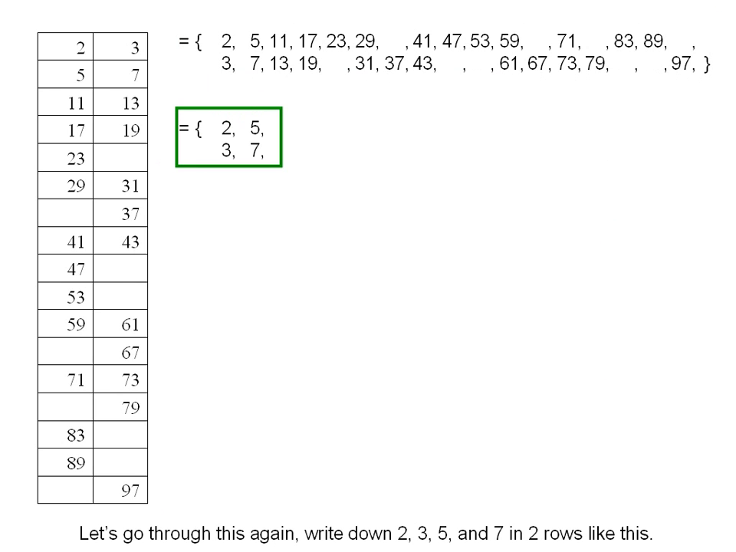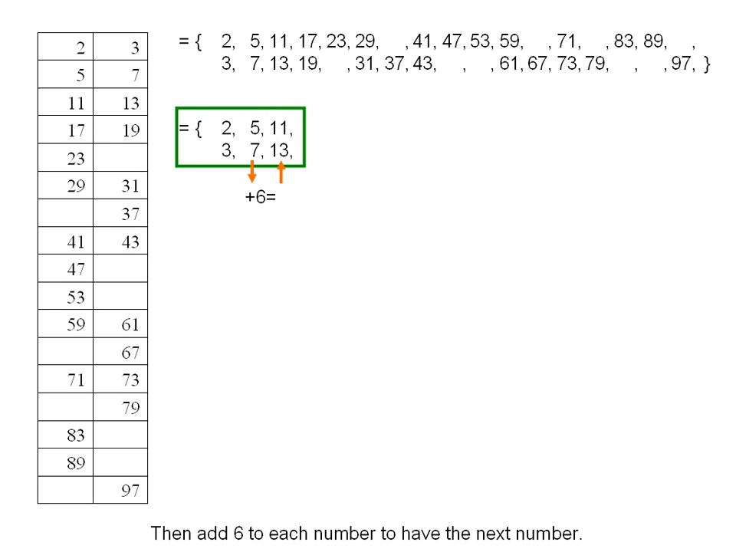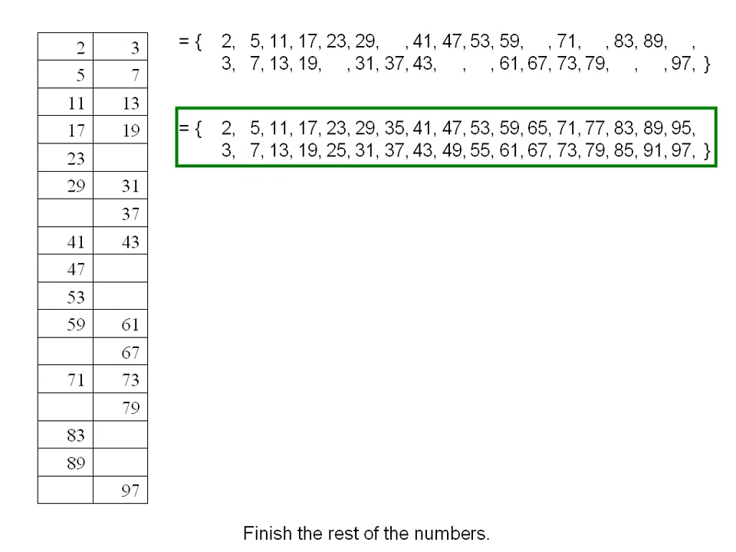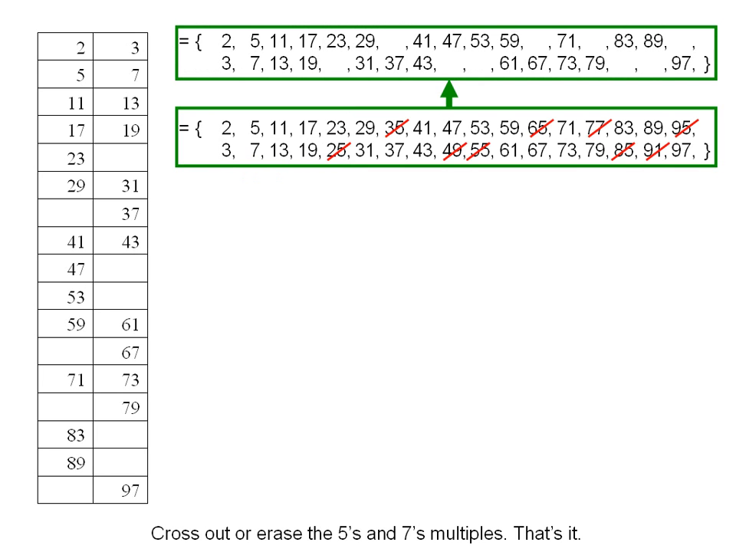Write down 2, 3, 5, and 7 in 2 rows like this. Then add 6 to each number to get the next number. Finish the rest of the numbers. Close out or erase the 5's and the 7's multiples. That's it.